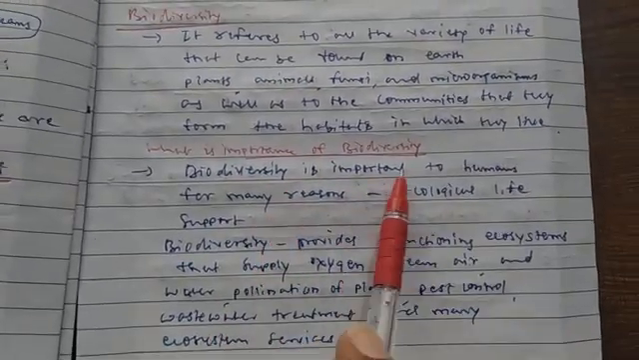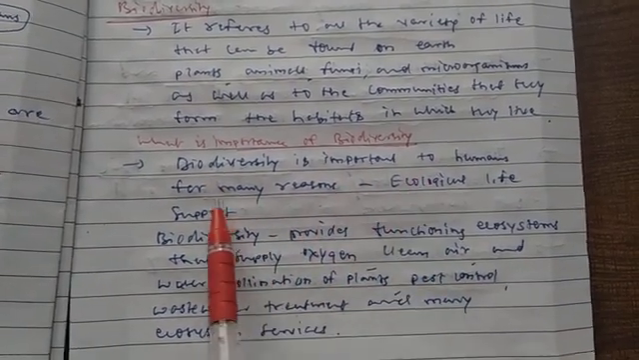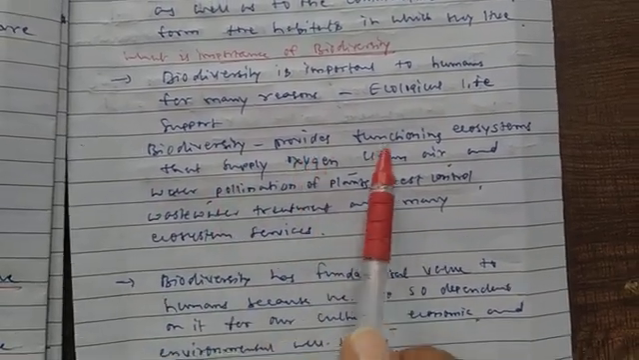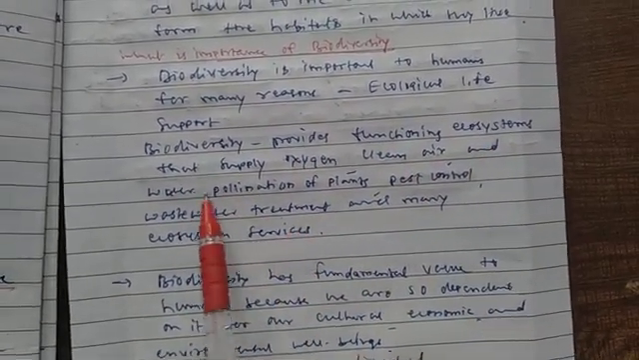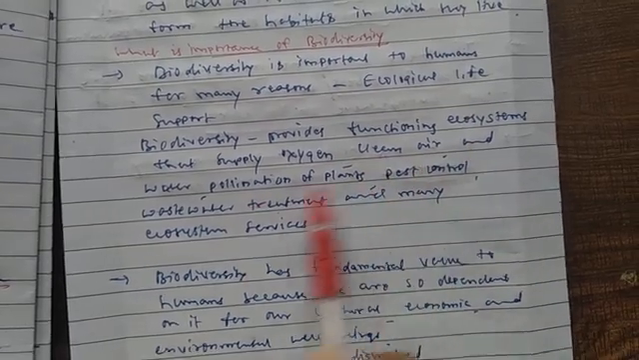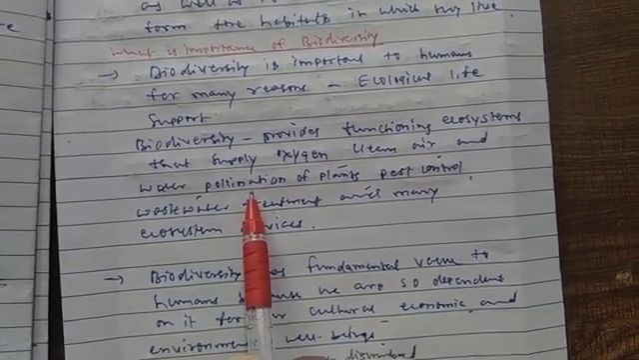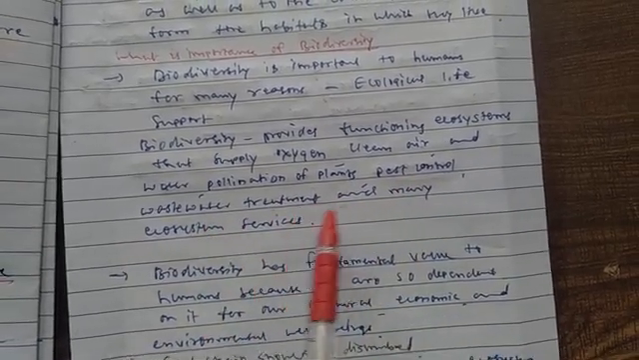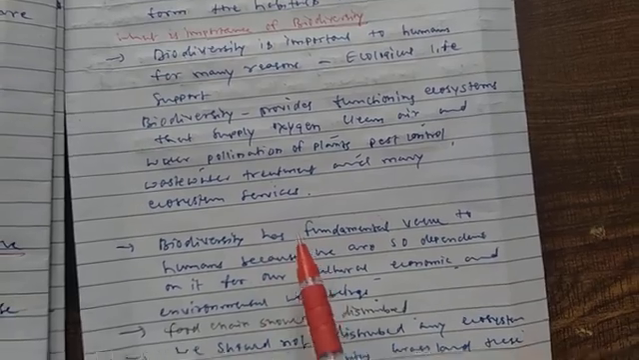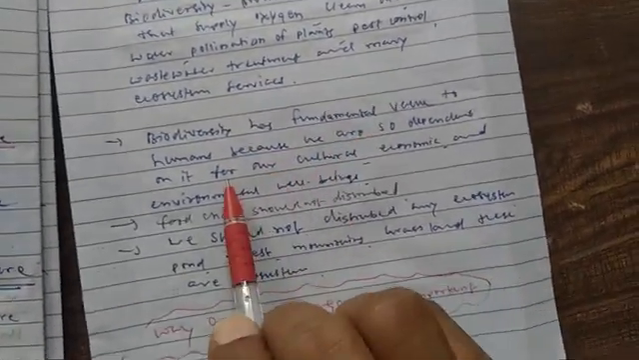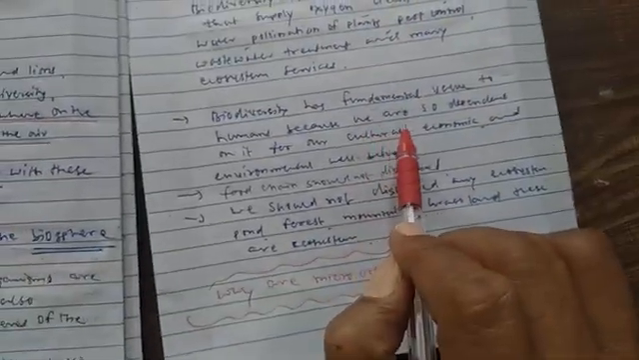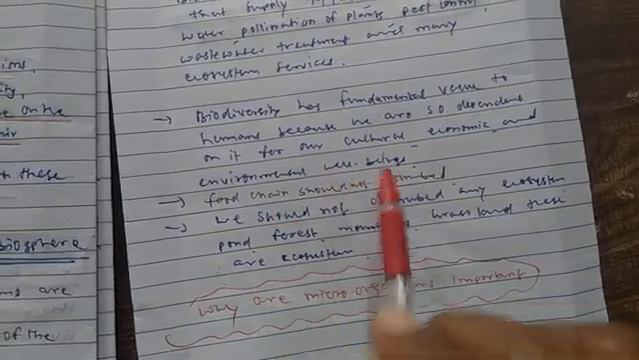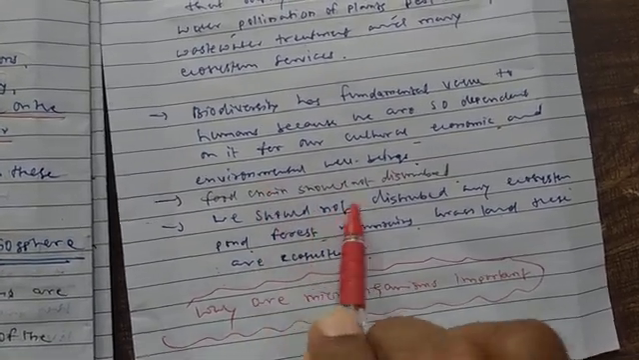Why is biodiversity important? Biodiversity is important to humans for many reasons. Ecological life support: biodiversity provides the functions of the ecosystems. They supply oxygen, clean air and water, pollination of plants, pest control, wastewater treatment and many other ecosystem services. Biodiversity has a fundamental value for humans because we are so dependent on it for our cultural, economic and environmental well-being. Food chains should not be disturbed.